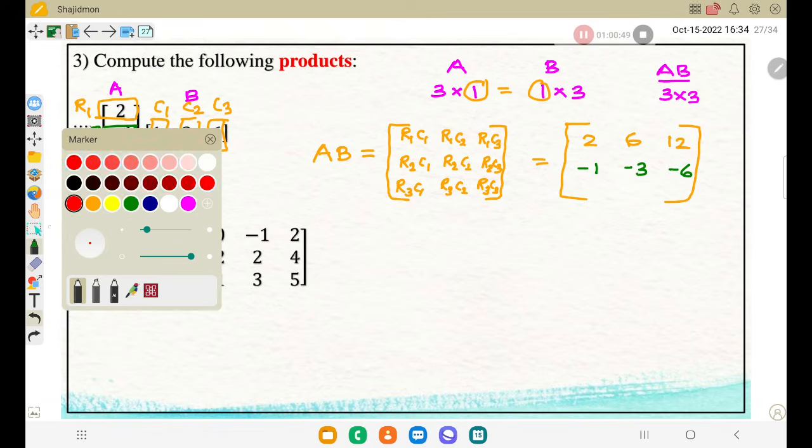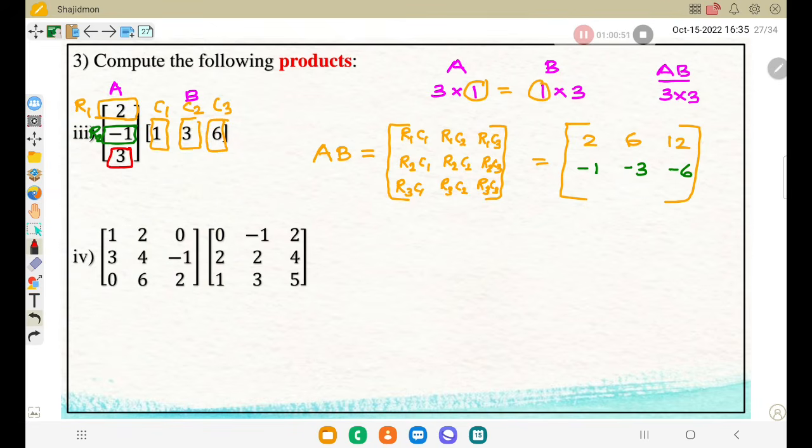Then we need to go to the third row. Third row means 3, only the number 3. So very easy to find. 3 multiply 1, 3. 3 multiply 3, 9. 3 multiply 6, 18. So this is the 3 by 3 matrix we are getting after multiplying. Hope you understood that question.